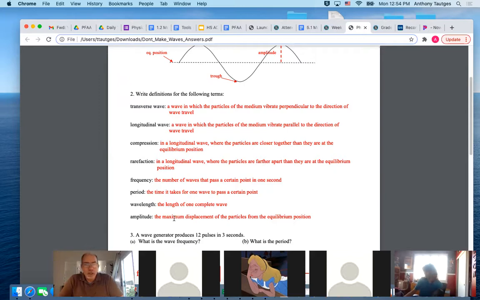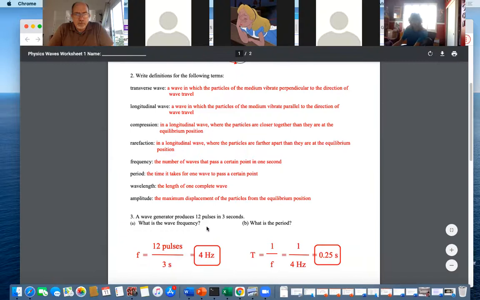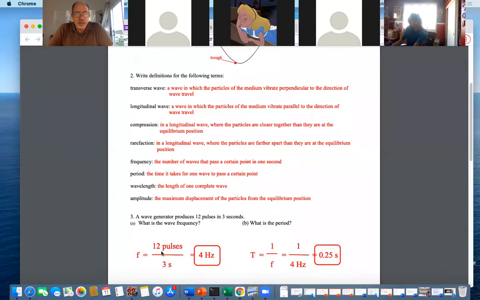Okay. All right, number 3, a wave generator produces 12 pulses in 3 seconds. What is the wave frequency? Frequency is defined as waves per second, or in this case, pulses per second. 12 divided by 3 is 4 hertz. And then the period is the reciprocal of the frequency. Okay, period is the reciprocal of the frequency, and that's 1/4 hertz, and so that's 0.25 seconds for the period. All right. Any questions so far?